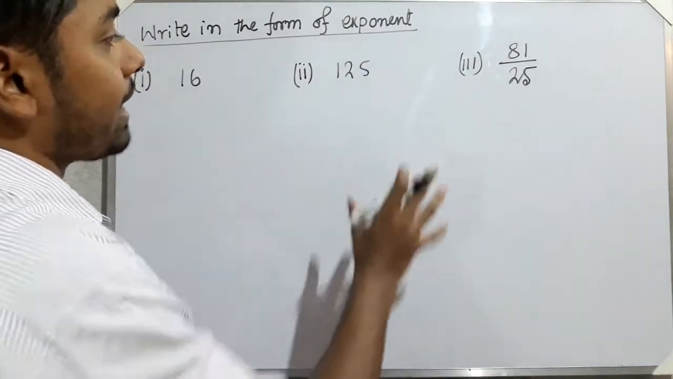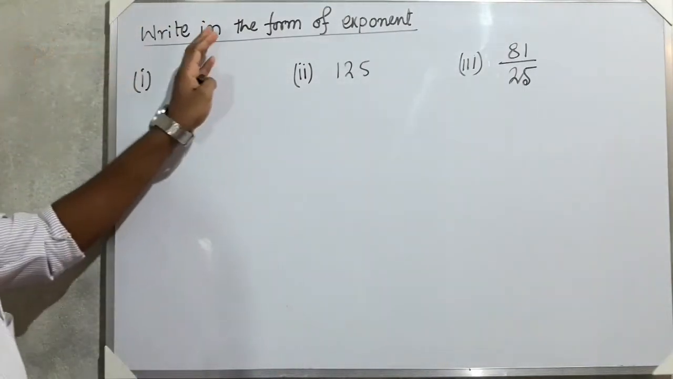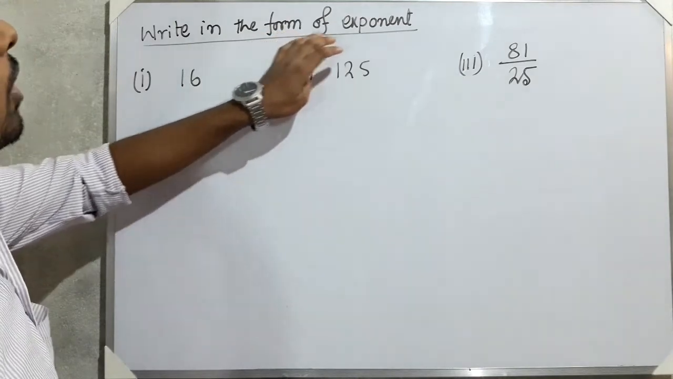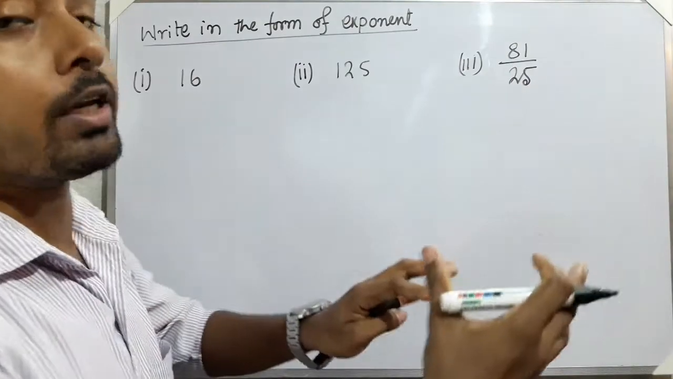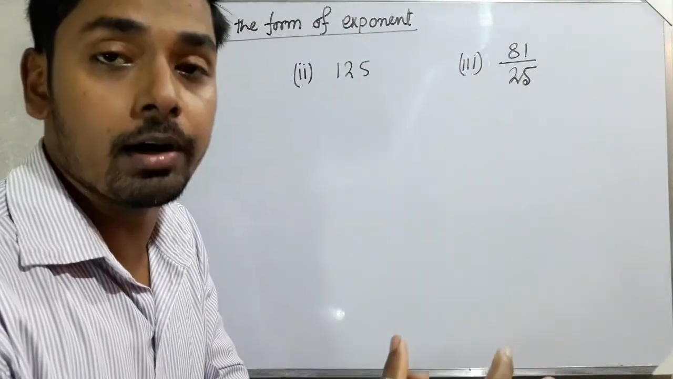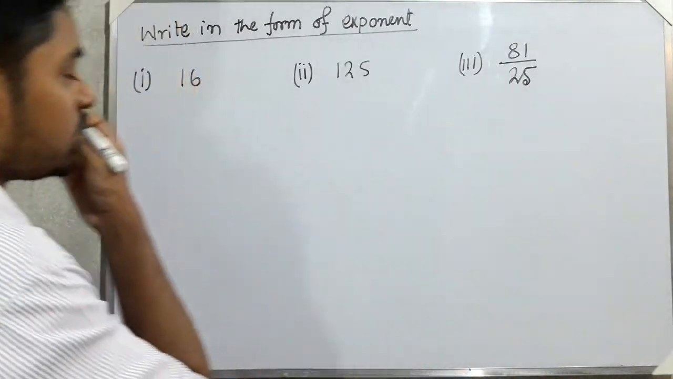Now I have taken another type of example. What I have to do is write in the form of exponent. That means we have to write this number in the form of exponent, that means in the form of power.